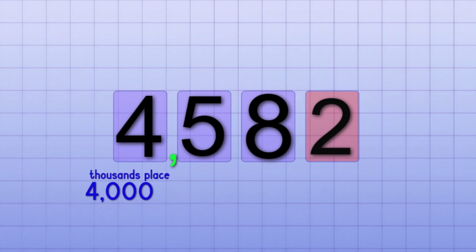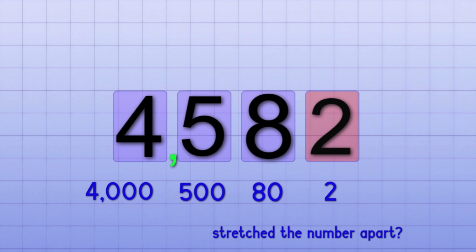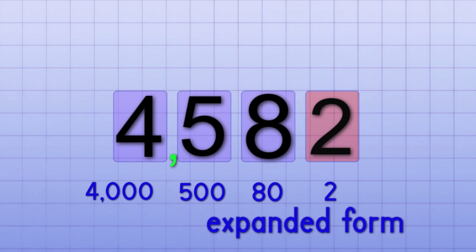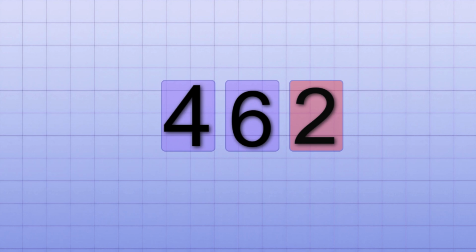Let's put everything together. The 4 is really worth 4,000. The 5 is really worth 500. The 8 is really worth 80. And the 2 is really worth 2. Doesn't it kind of feel like we stretched the number apart? Exactly. That is called expanded form. For example, 462 becomes 400 plus 60 plus 2.